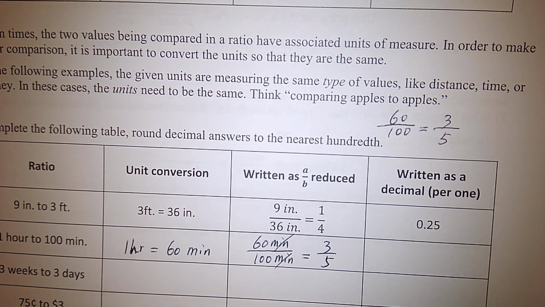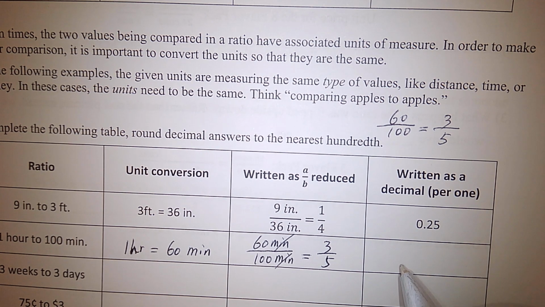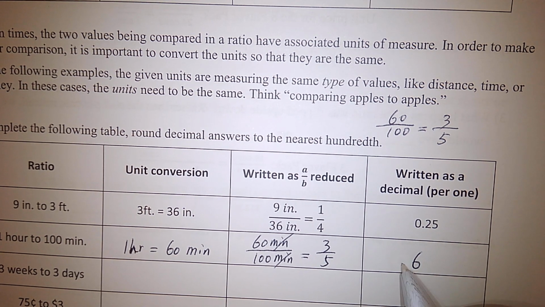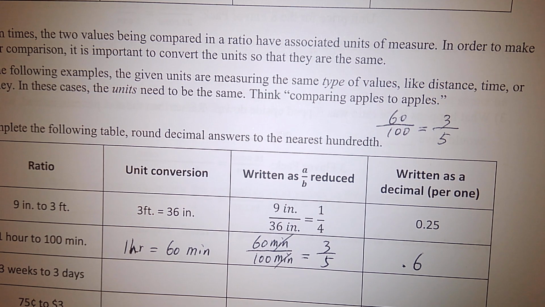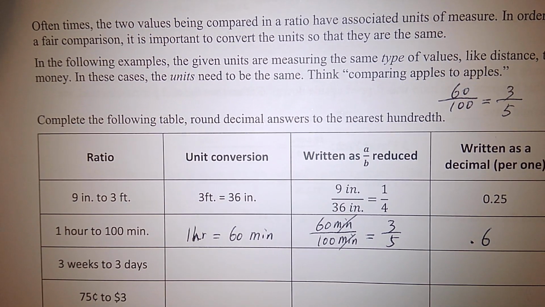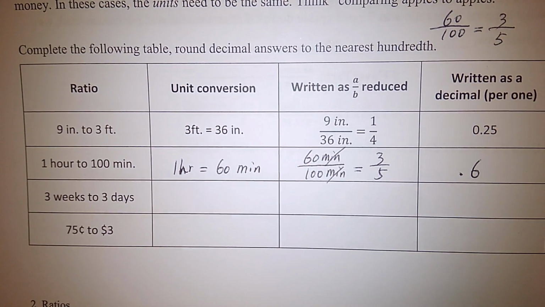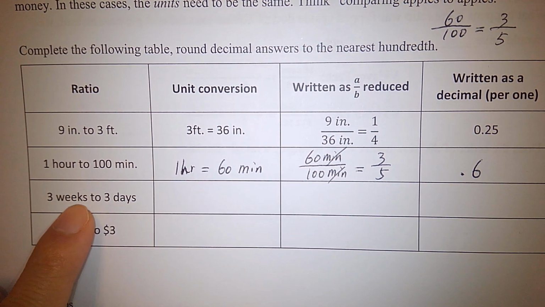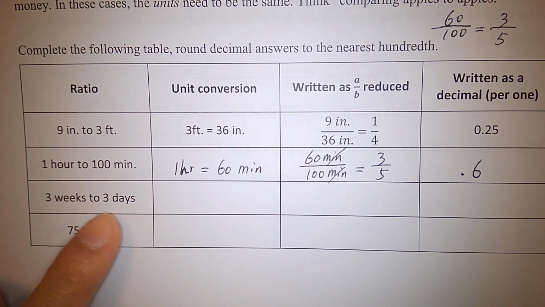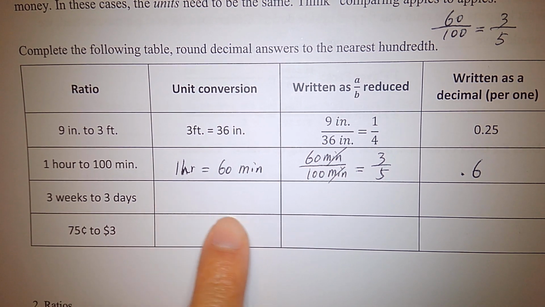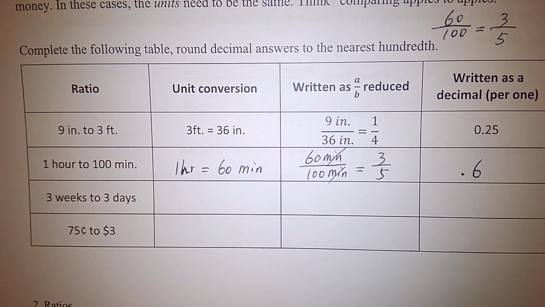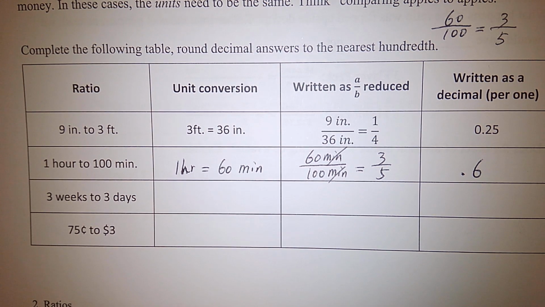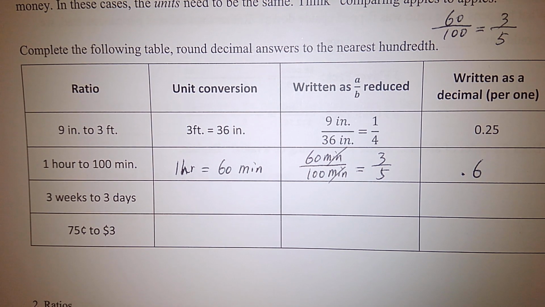Write it as a decimal number. What is 3 over 5 in decimal number? What is that? 0.6. Okay, 0.6. So this is this line, and then of course for the remaining two lines, you can see when we compare the quantities, they don't have the same units. Make sure they're in the same units, and then keep on simplifying. Okay. So that's good for this table. Any question? Let me know. Okay. All right.